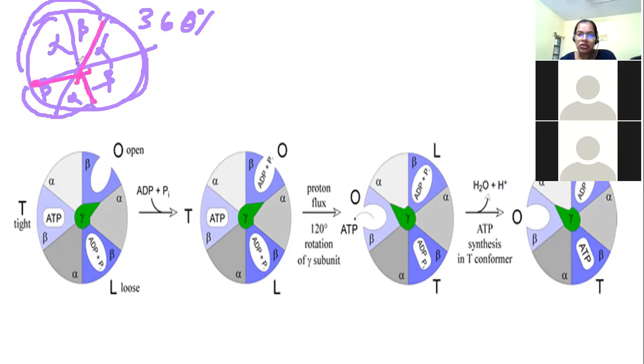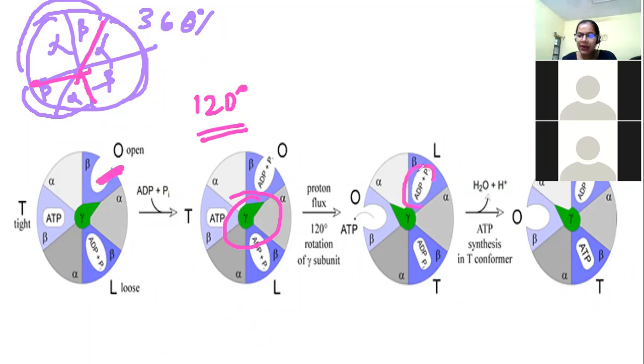Like this. So whenever this F1 particle of the ATP synthase is moving, it's rotating, by how much degree is it rotating? It is 360 by 3. So here it is around 120 degree rotation. So what exactly is rotating? It is your gamma subunit. So clear?